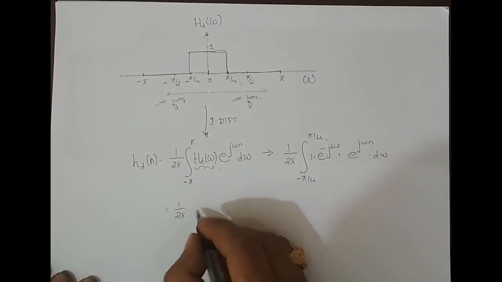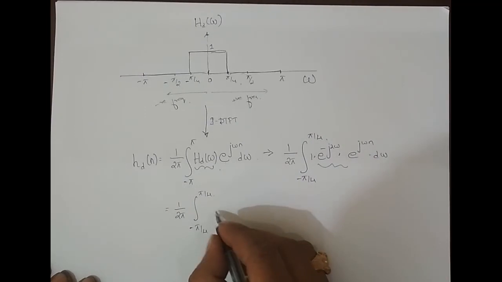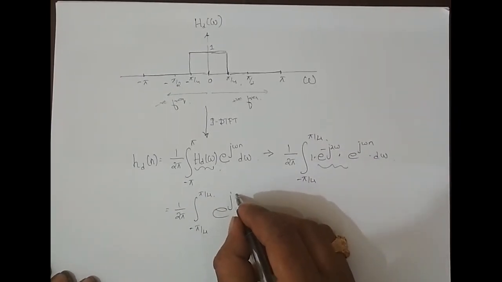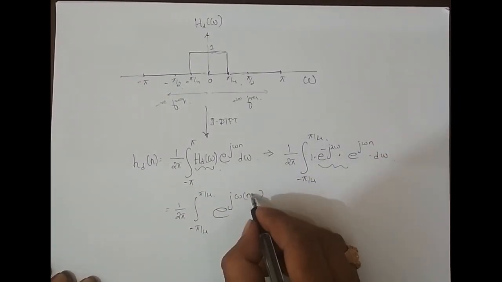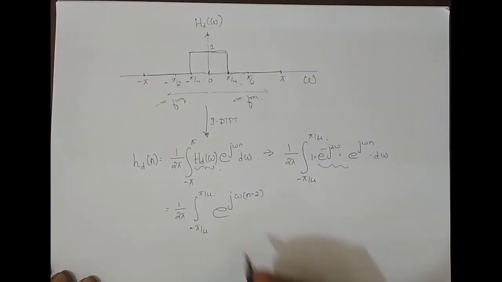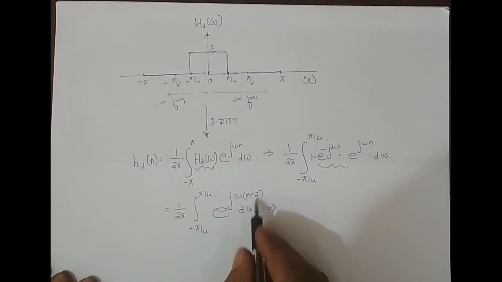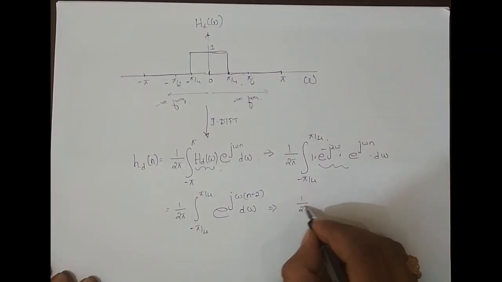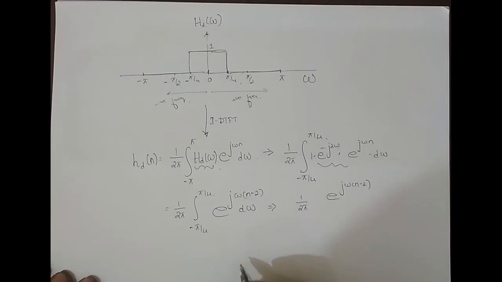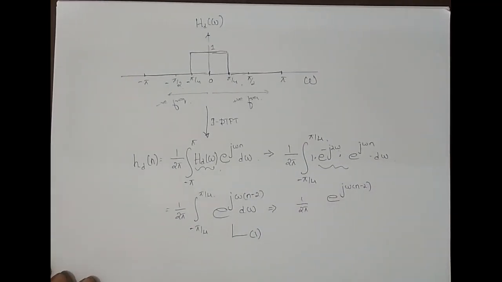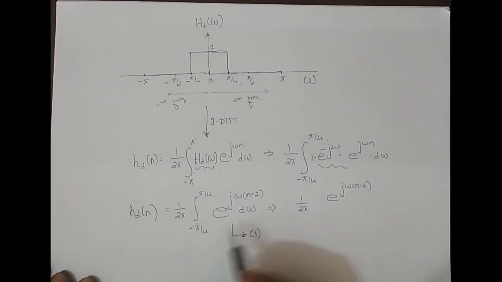Let me write it here. So 1 by 2 pi, integrating from minus pi by 4 to pi by 4. If I take e power j omega common, what do I end up with? It is e power j omega n minus 2, d omega. Fine. So what is the integration of e power j omega n minus 2 with respect to omega? It is nothing but 1 by 2 pi, I retain as it is, e power j omega into n minus 2. Let me call this equation 1 because I need it later.